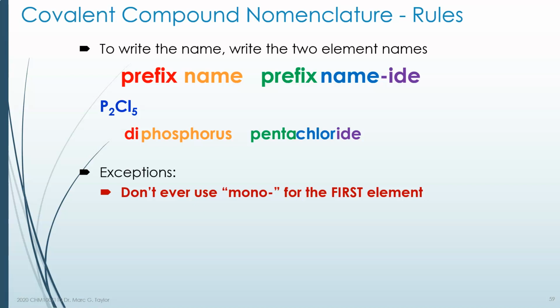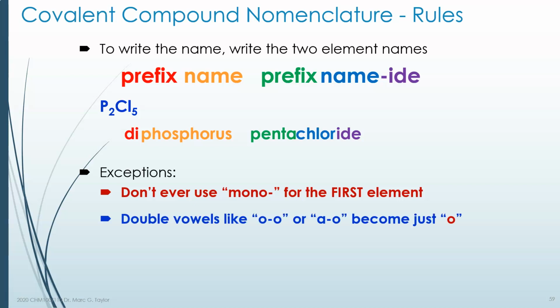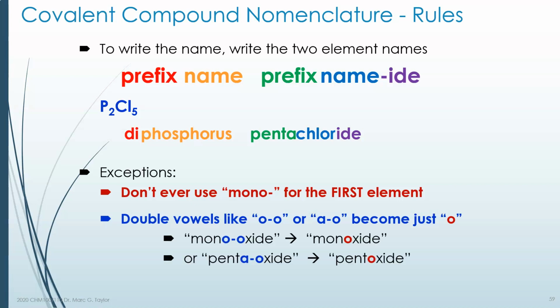The first exception is you never say mono for the first element. So if there's only one of the first element, you don't say mono. If there's one of the second element, you do have to say mono. And it's very important you remember that. The second exception is sometimes adding these prefixes, pentaoxide or monooxide, you're going to end up with A and O or O and O right next to each other. So instead of saying monooxide or pentaoxide, we say monoxide, pentoxide. So we just collapse the OO and the AO to just plain O. So those are the 2 exceptions.